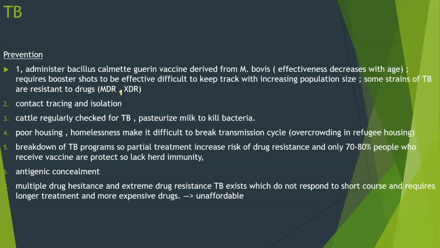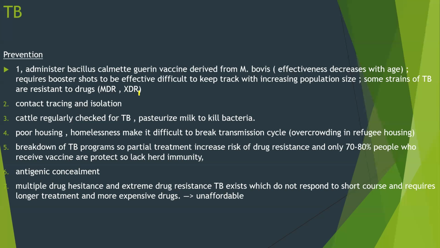And over here, MDR and XDR basically mean multiple drug resistant and extreme drug resistant, which means that multiple drug resistance is that TB is resistant to a bunch of drugs, and extreme means it's a lot. And usually they do contact tracing and isolation, as we discussed that in NEETS as well. Cattle usually is checked regularly and milk is pasteurised to kill the bacteria. This is for M. bovis.